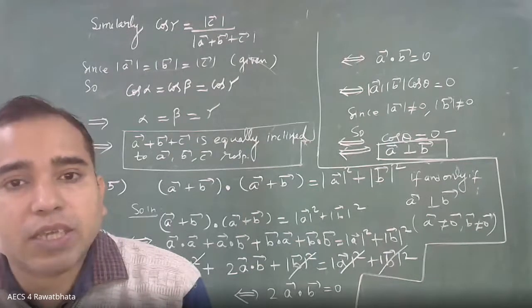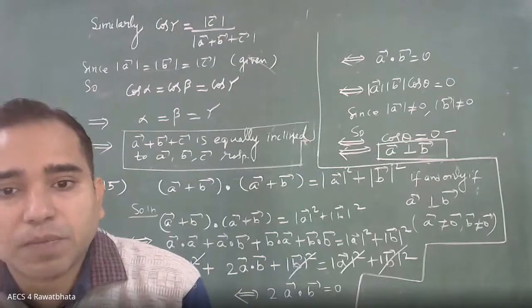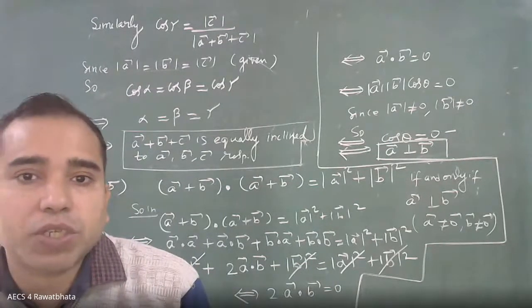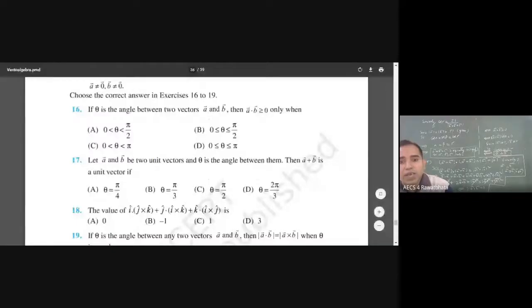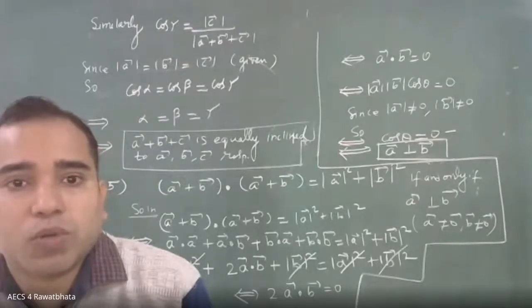Similarly, students can see question number 17. In the 17th question they are asking: let A and B be two unit vectors and theta the angle between them, then A plus B will be a unit vector. You can solve this 17th question, showing that A plus B is a unit vector. I can give you a hint on how to solve it.